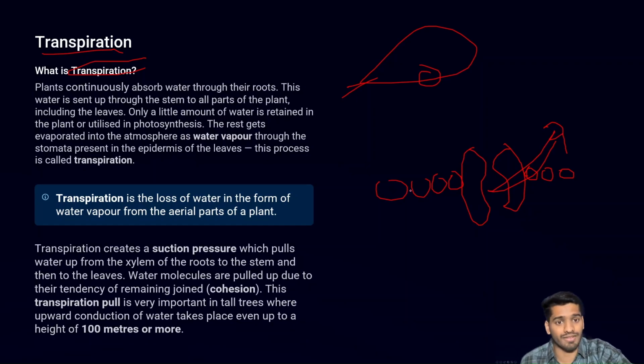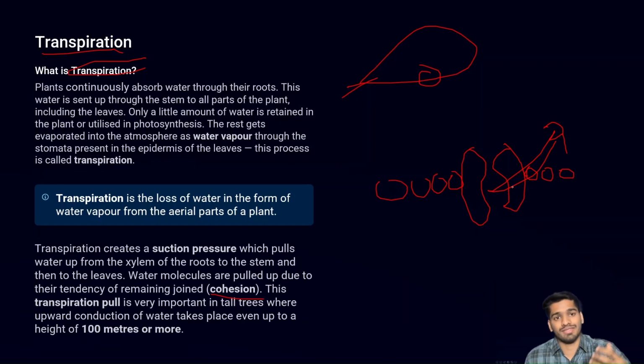Now, there is one physics concept which is known as cohesive force. It is a force which occurs between water molecules. If you have ever placed two water molecules very close to each other, you will see they are kind of attracting each other, like a magnet. So what happens when one water molecule gets evaporated? It is going to pull another water molecule. So over here you can see there is a creation of a suction force. So that is nothing but transpiration.